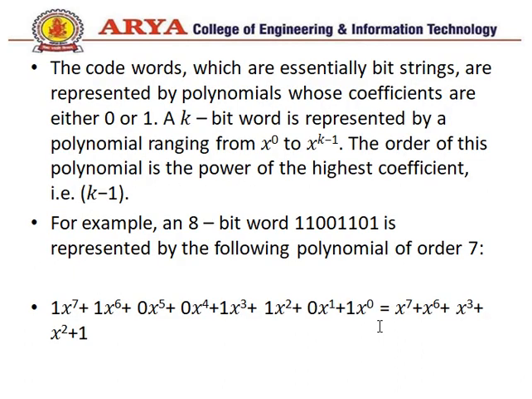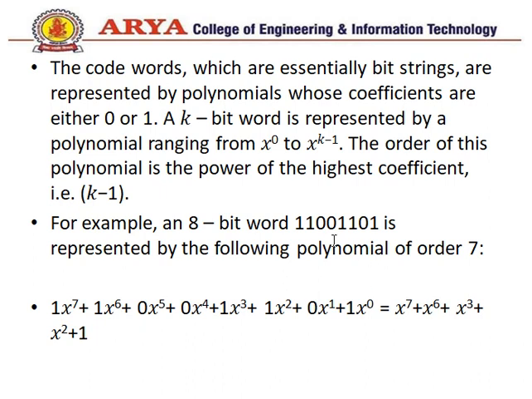The code words, which are essentially bit strings, are represented by polynomials whose coefficients are either 0 or 1. A k-bit word is represented by a polynomial ranging from x power 0 to x power k minus 1. The order of this polynomial is the power of the highest coefficient, that is k minus 1. For example, an 8-bit word 11001101 is represented by a polynomial of order 7.